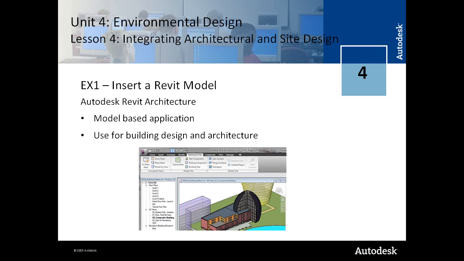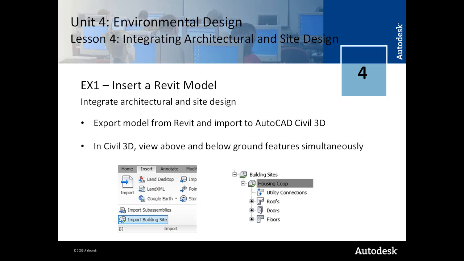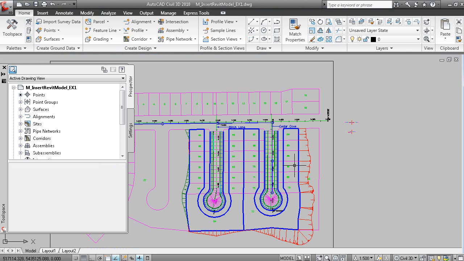Autodesk Revit Architecture is a model-based application for designing buildings and performing architectural analysis and design. And sometimes it's very useful to be able to combine a Revit model with a Civil 3D model. So you can export a model from Revit and import it to Civil 3D, and that allows you to view the above and below ground features simultaneously. So let's have a quick look.